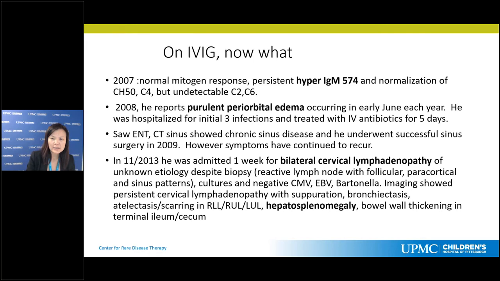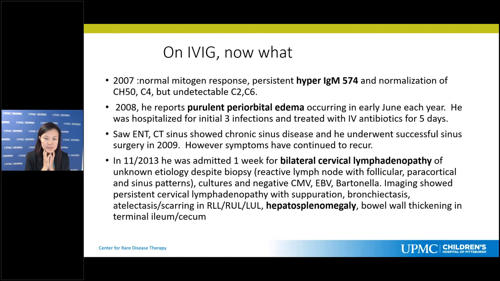Then he started getting this eye swelling that happened over and over, occurring almost every single year, and the IVIG was not preventing that. And he went on to have significant sinus disease and required a lot of surgery. Then in 2013, he came in because he had big lymph nodes in his neck, and people were worried that it was some sort of lymphoma or cancer.